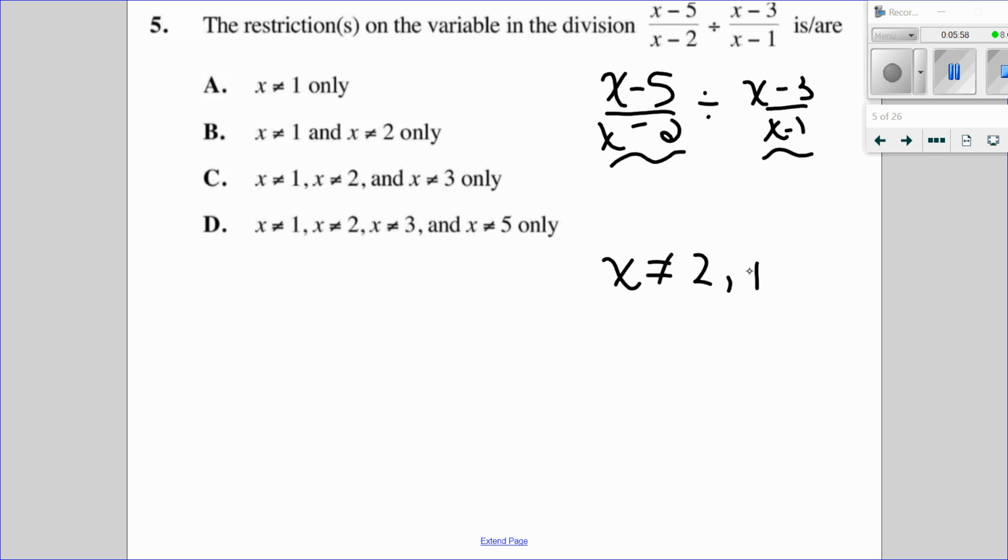But when I do division questions, remember, keep Chewbacca fly. I keep the first one the same. I change it to multiplication, and then I flip the second one. When I flip the second one, x minus 3 is going to become on the bottom. So I have an additional restriction of 3. So the restrictions are 2, 1, and 3, making C the answer.